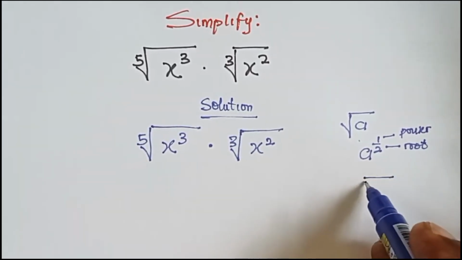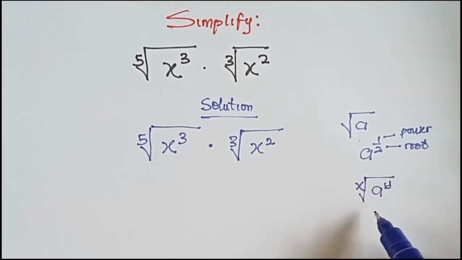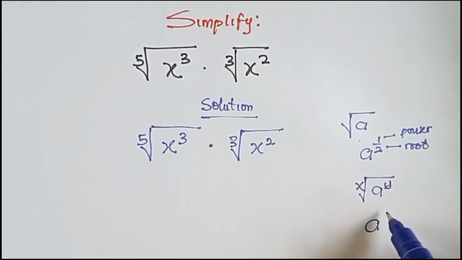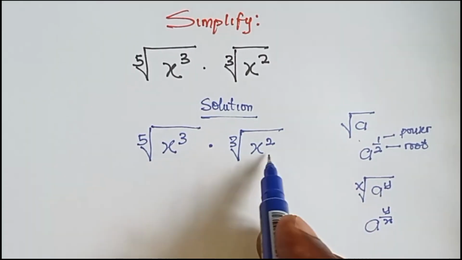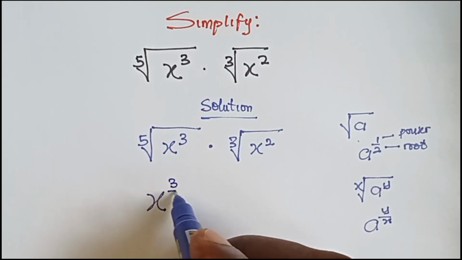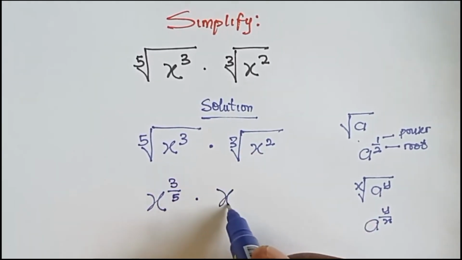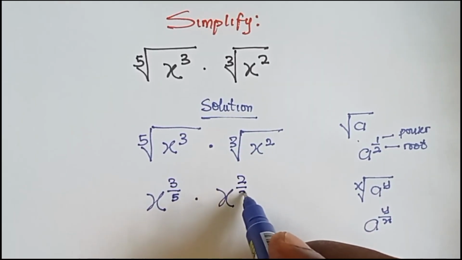For example, if we have the x root of a raised to the power y, it becomes a raised to the power y over x. So the x is the root, while the y still remains the power. That is what we are applying here. So this one becomes x raised to the power 3 over 5, multiplied by x raised to the power 2 over 3.